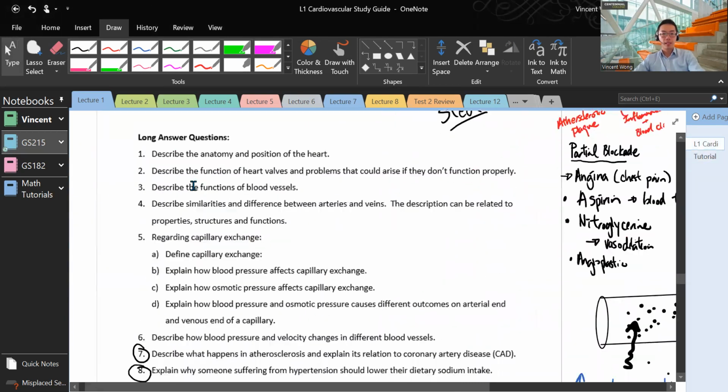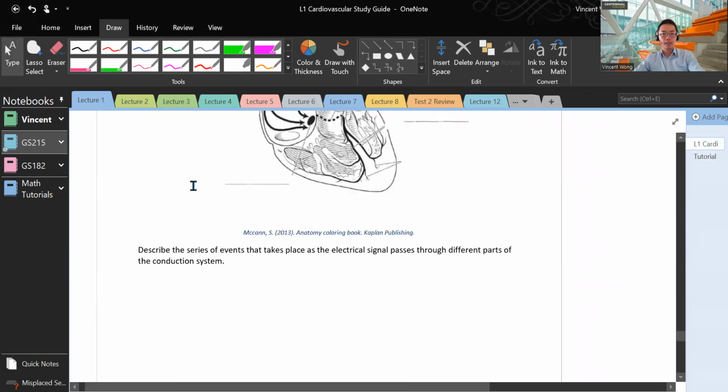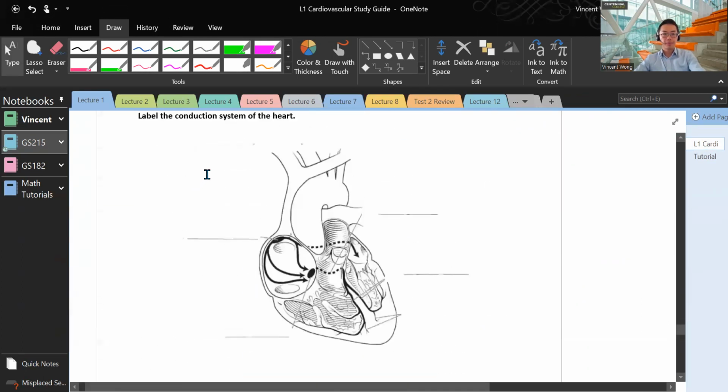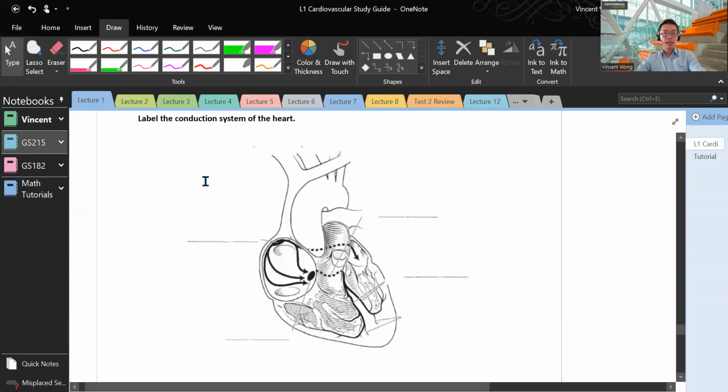Okay, let's see. We did that in the, okay, so let's go through this one. Label the conduction system of the heart. All right, so over here, located on the junction of the superior, this is superior vena cava. Maybe I should label that for you as well. Superior vena cava. This is the right atrium, right? You would have the SA node right there. Okay, so this is the pacemaker.